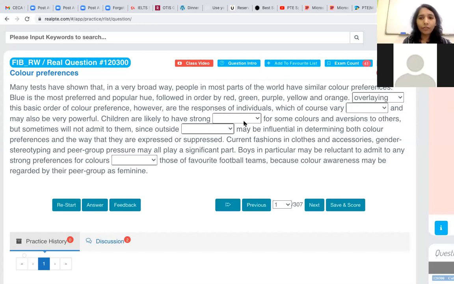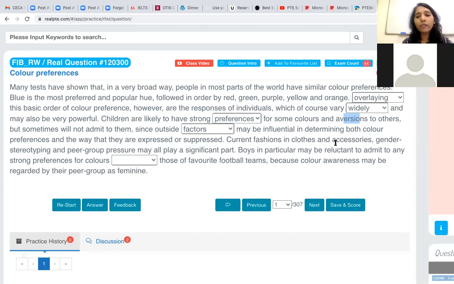So let's read further and try to understand: which of course vary dash and may also be very powerful. So they are responses of individuals from many places which vary widely. So the color preferences vary widely. Children are likely to have strong dash for some colors and aversions to others. So children are likely to have strong preferences, because of this word aversion. Either they strongly like colors or they strongly hate some colors. Then we continue to read: but sometimes will not admit to them since outside dash may be influential in determining both color preferences and the way they are expressed or suppressed.